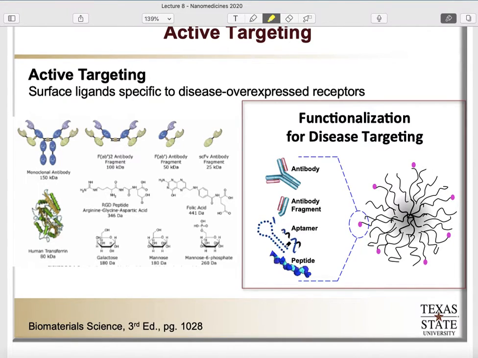And so yes, we can utilize that aptamer to covalently bind it on the surface of the particle and be able to use it as a targeting agent. And then peptides are other targeting agents that could be utilized. The RGD peptide, for example, is one of them.